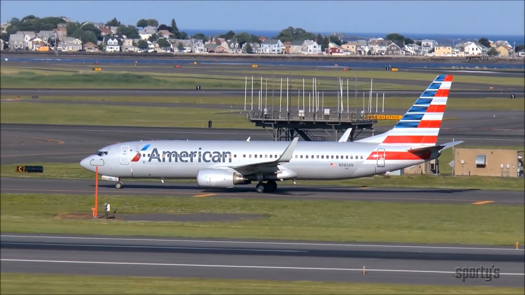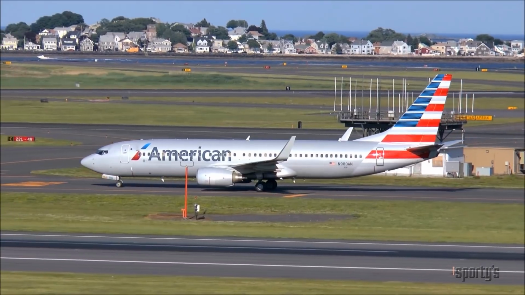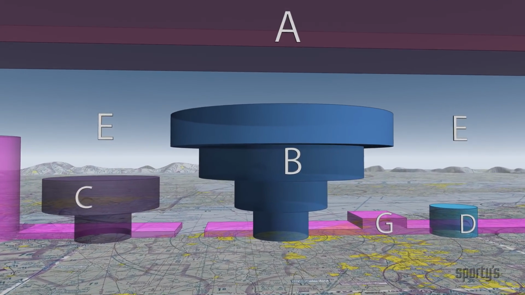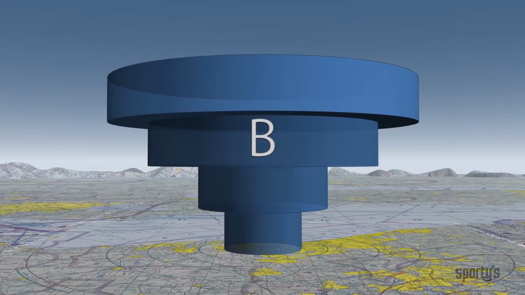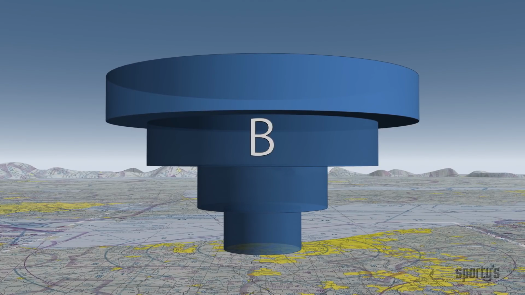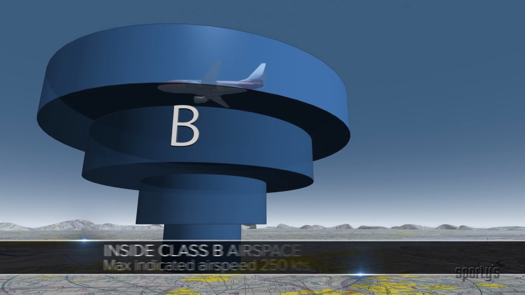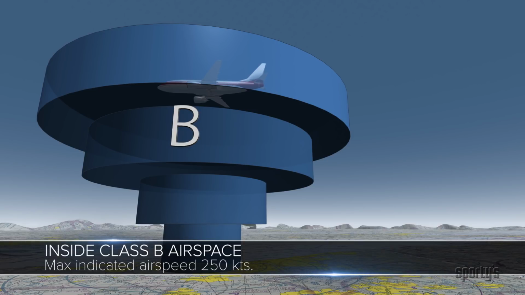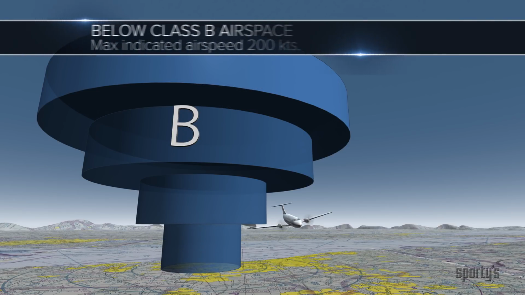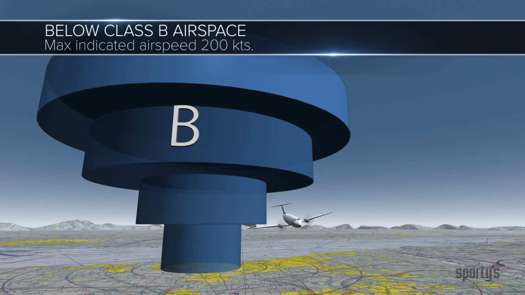Located around airports where there's a large volume of air traffic, Class B airspace, often compared to an upside-down wedding cake in shape, begins at the surface and extends upward to a designated altitude, typically 10,000 feet. Aircraft inside Class B are permitted to maintain 250 knots indicated airspeed, the speed limit for operations below 10,000 feet MSL. However, aircraft operating below the overhanging layers of Class B airspace are limited to 200 knots indicated airspeed.